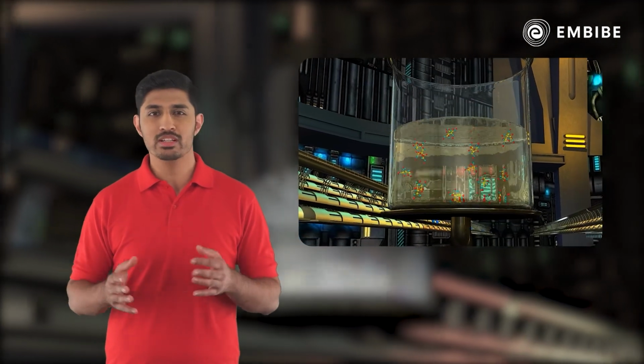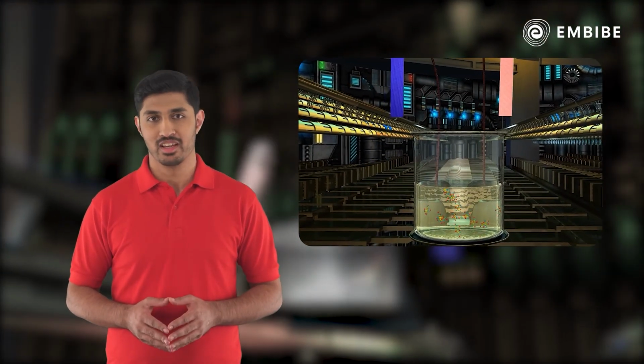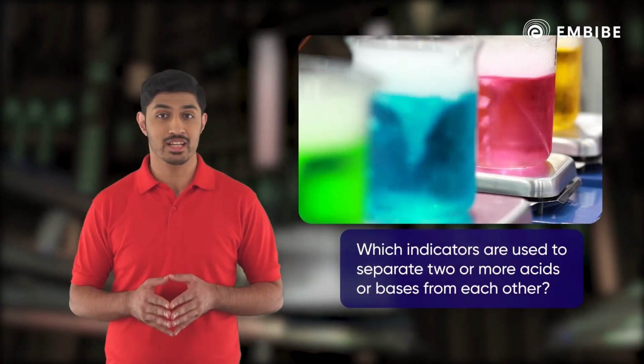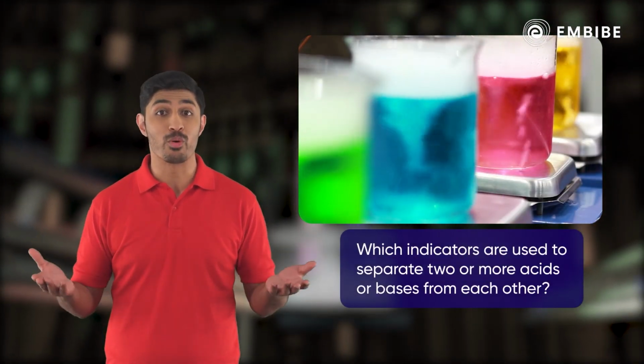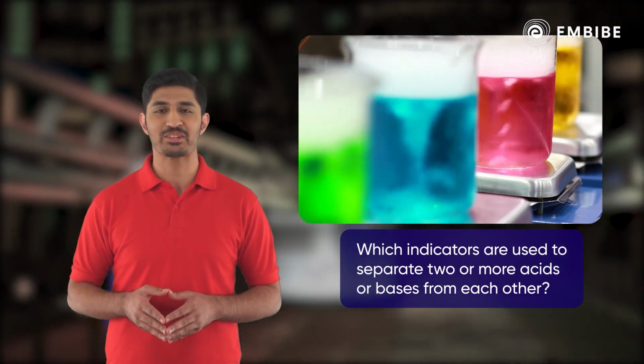We learned how indicators help us in categorizing acids and bases. But did you know that we have indicators to separate 2 or more acids or bases from each other? Well, stay tuned to learn more.